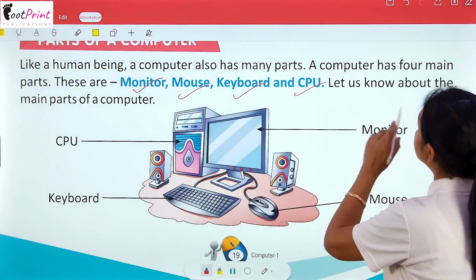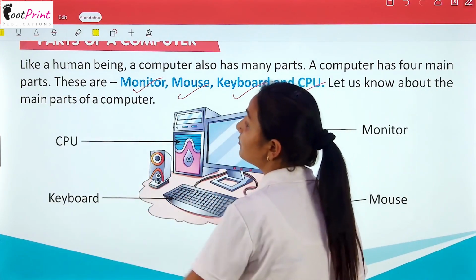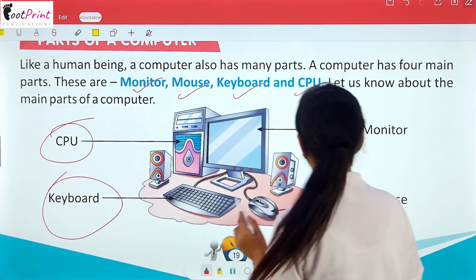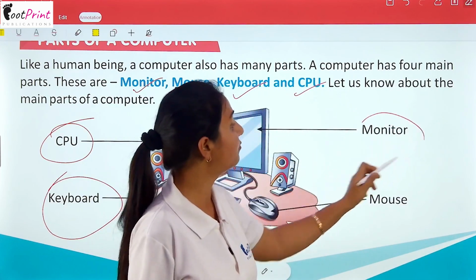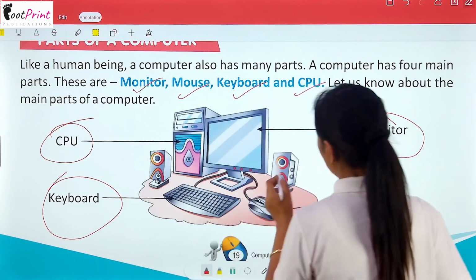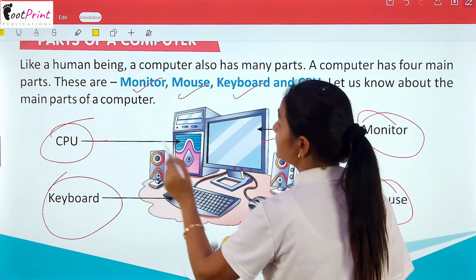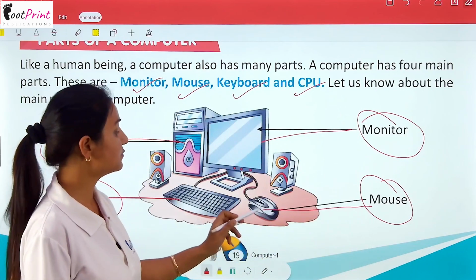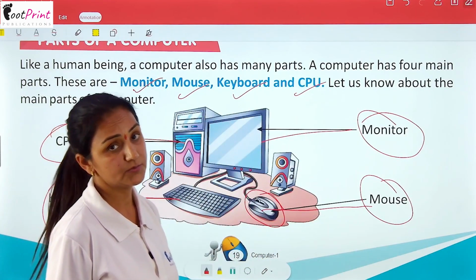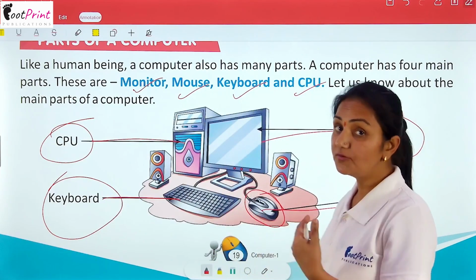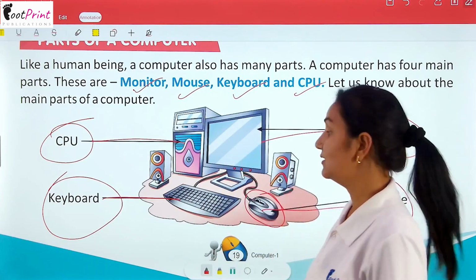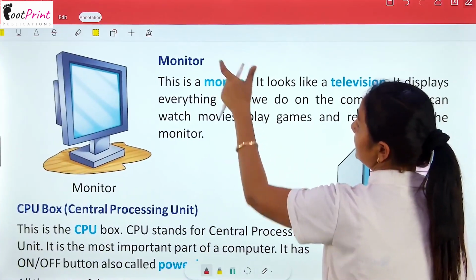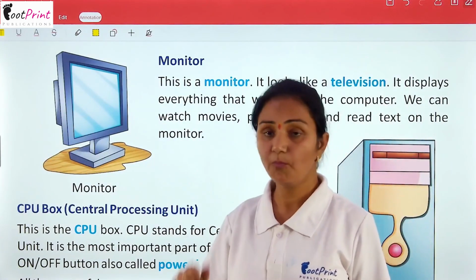Okay, let us know about the main parts of the computer. The main parts of the computer are CPU, keyboard, and here we have monitor, mouse. Monitor means this one, CPU means this one, keyboard means this one, and here it is, mouse means this is the mouse. Okay, so these are the 4 main parts of the computer.